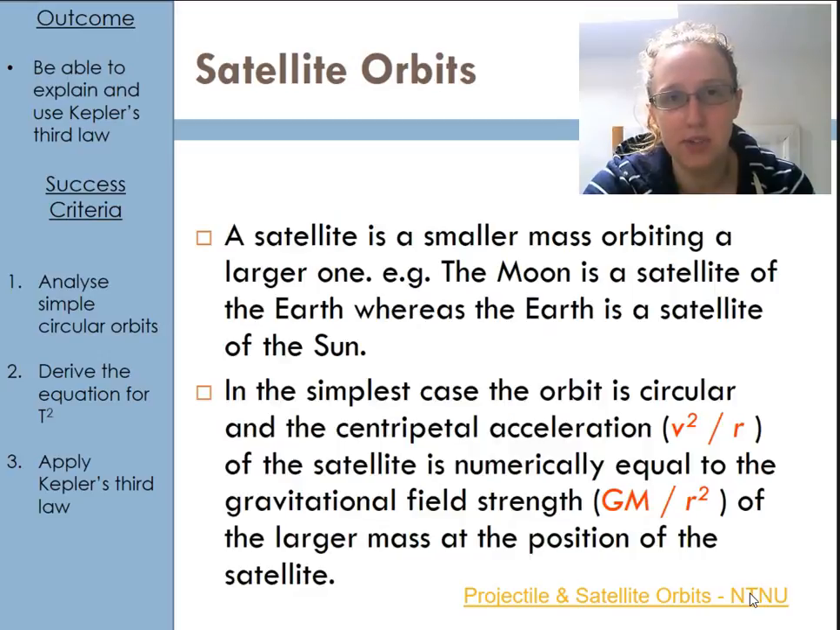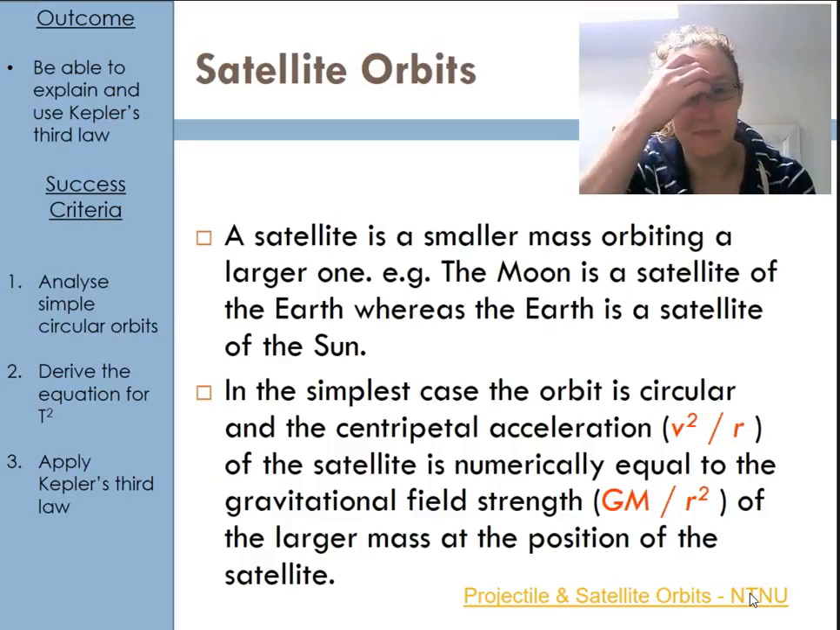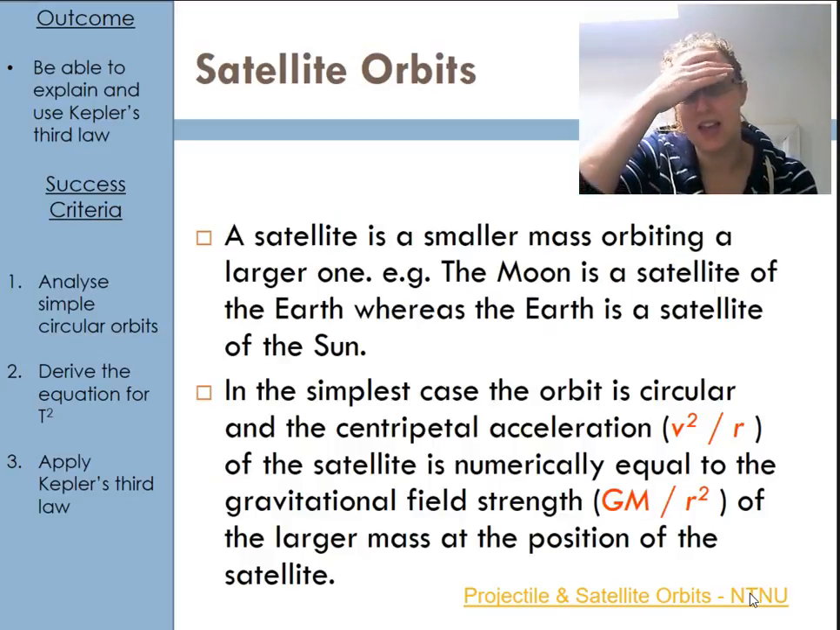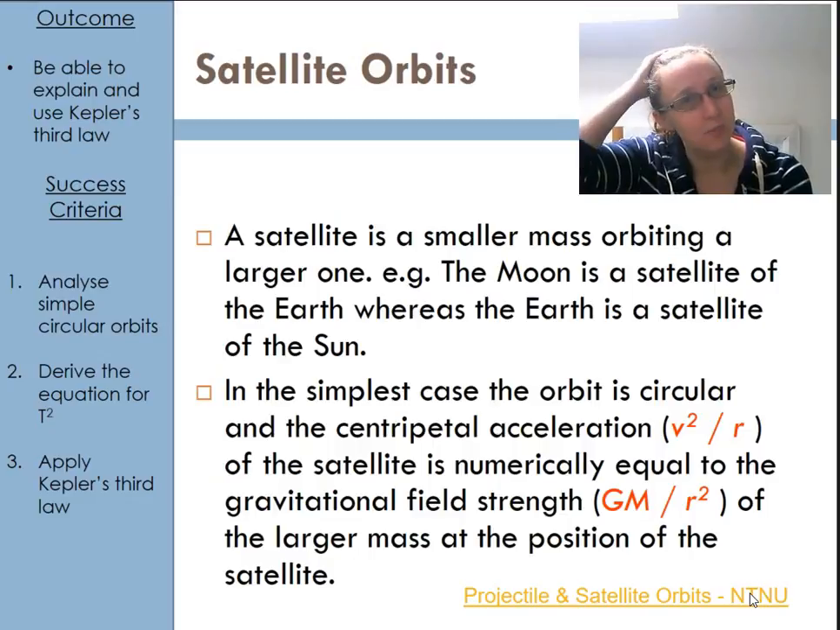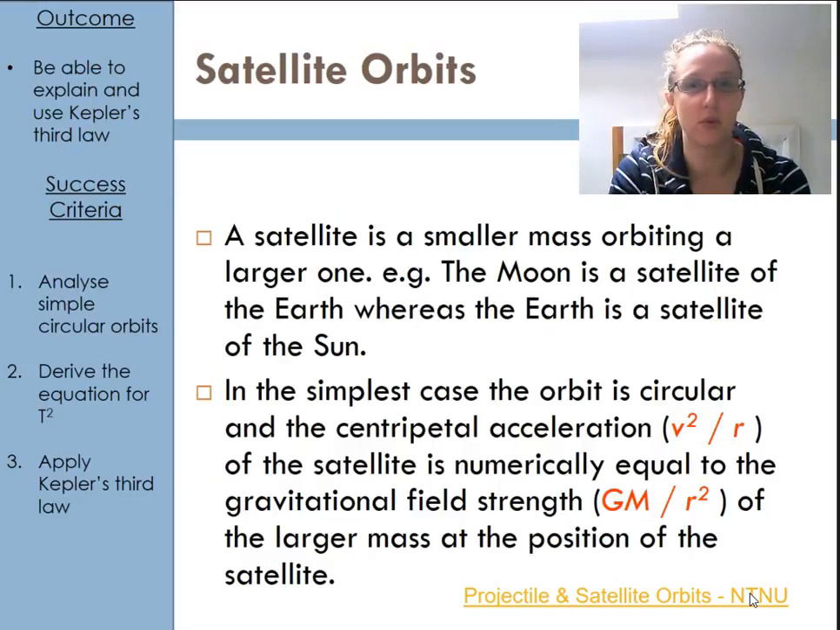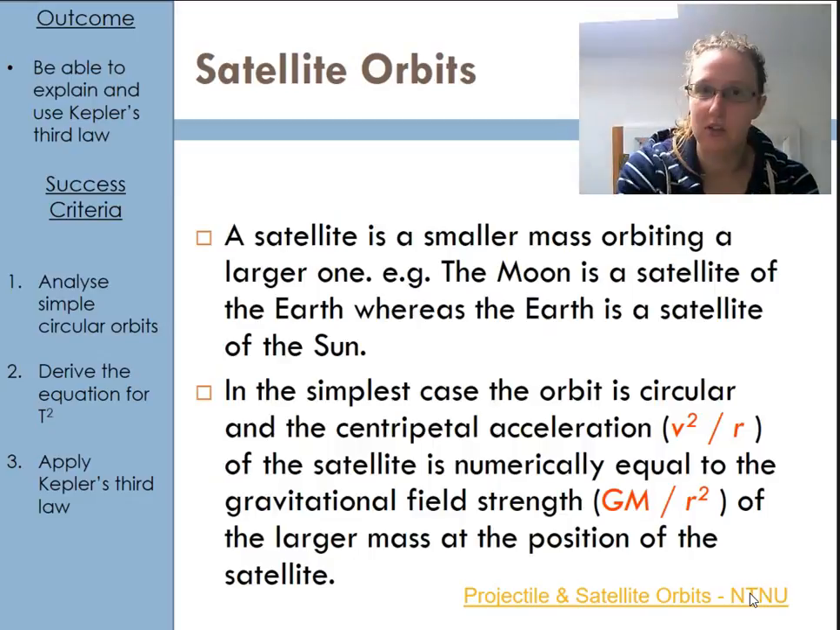Now, we treat orbits as being circular. They're not, but we're going to treat them as if they are. So we're going to simplify it by saying that we're going to have circular motion, so our centripetal acceleration is going to be equal to v squared over r. And that acceleration is going to be equal to the gravitational force because of the larger mass on the satellite at the distance away it is.